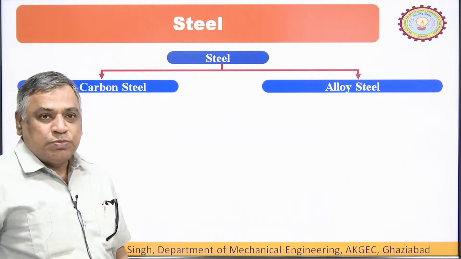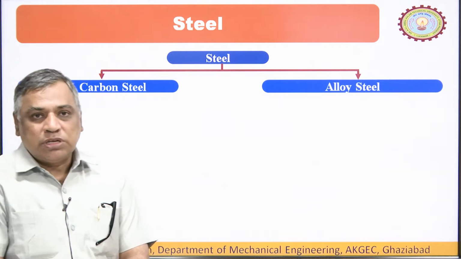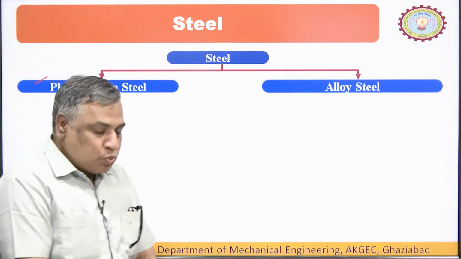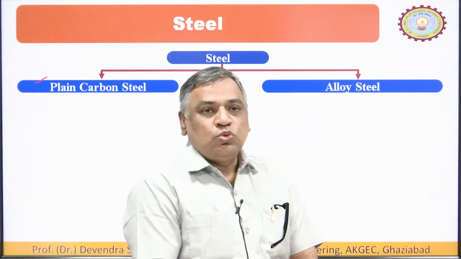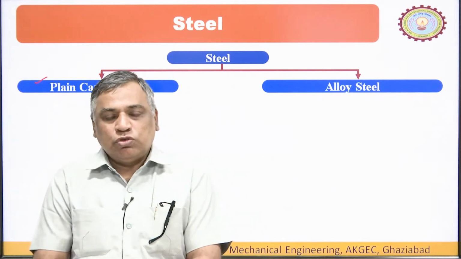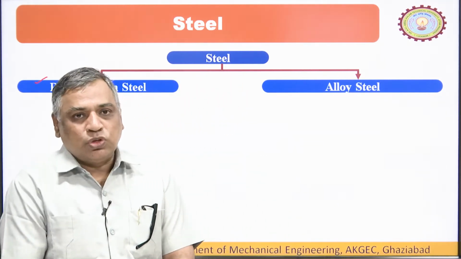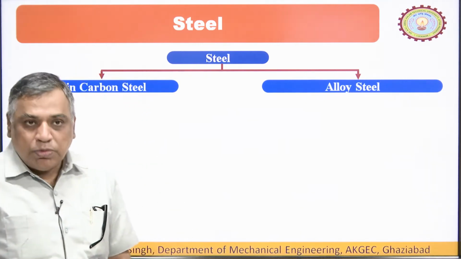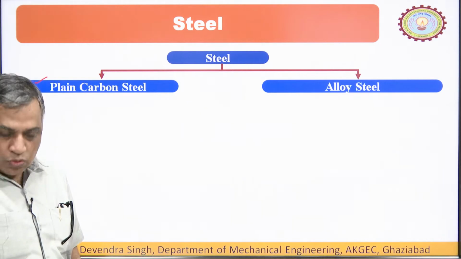Right. What is plain carbon steel? What is alloy steel? Alloy steel is the steel in which some chemical elements we introduce, we add, to get some improved mechanical properties for certain applications. So, those steels are known as alloy steel. It will be very clear when we complete this classification.